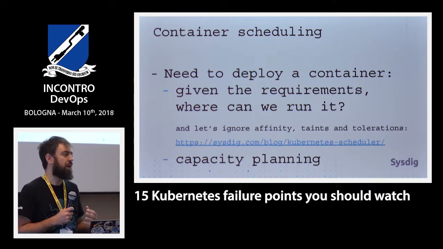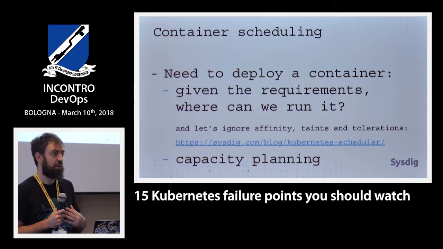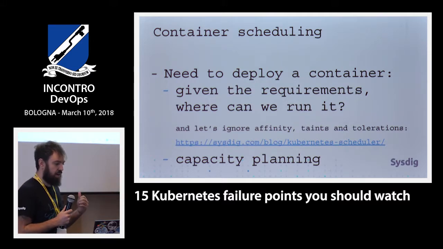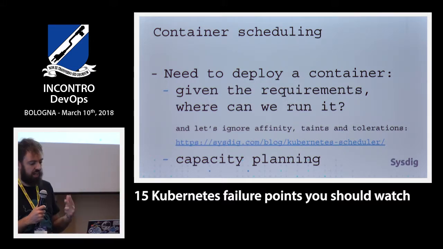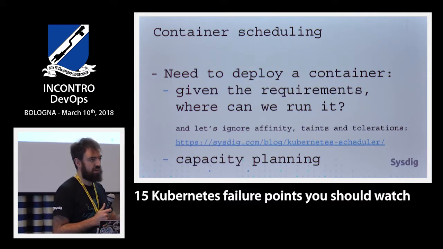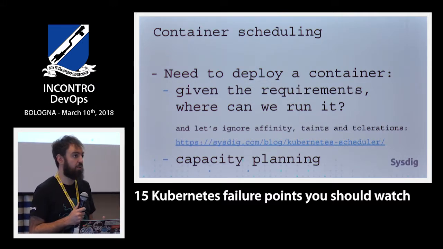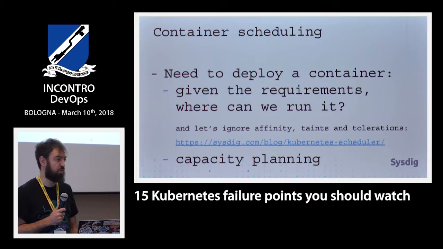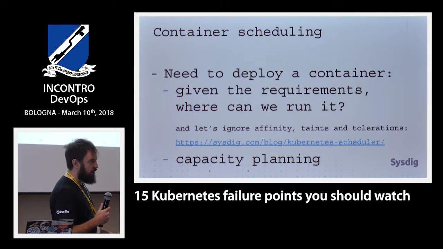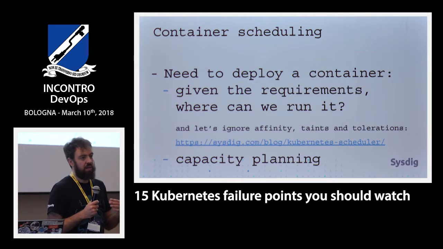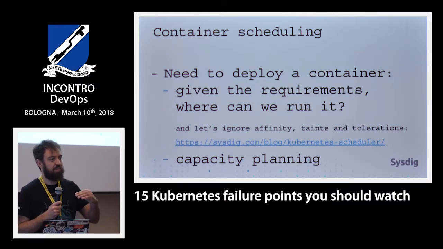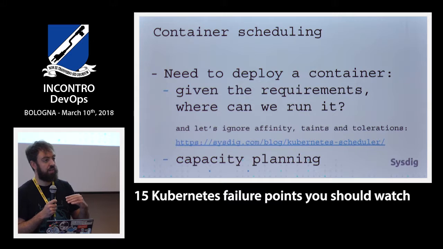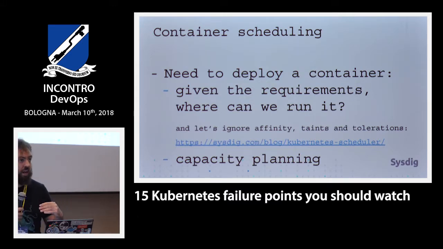There are many ways that we can influence the scheduling process in Kubernetes. Affinity, anti-affinity, taints, tolerations, even we can write our own schedulers. Actually, we wrote a very nice blog post on writing your own. So it's very important to realize that this has come to a point where Kubernetes is not only handling where you schedule the containers.